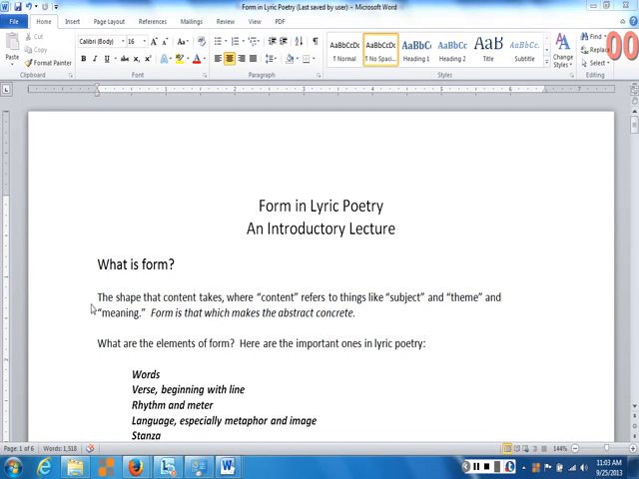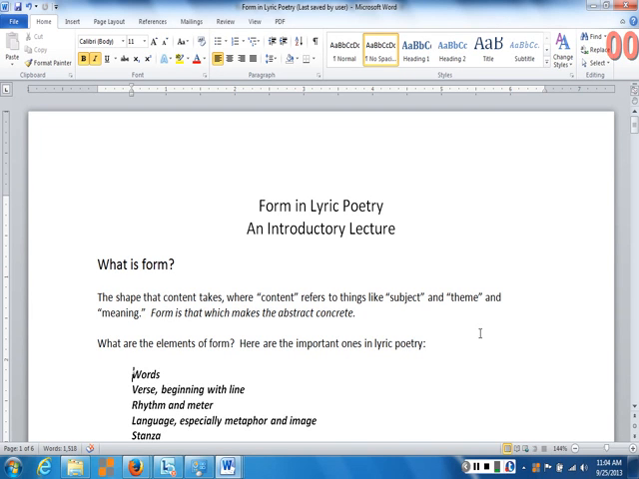And let me just remind you, what do we mean by form? Well, we mean the shape that content takes, where content refers to things like subject, theme, meaning, and so on. So form makes the abstract concrete, meaning that it simply takes the abstract idea and turns it into something that we can see, hear, taste, touch, smell, and whatever, okay? But when we're talking about poetry, we're talking about things that primarily can be seen and heard.